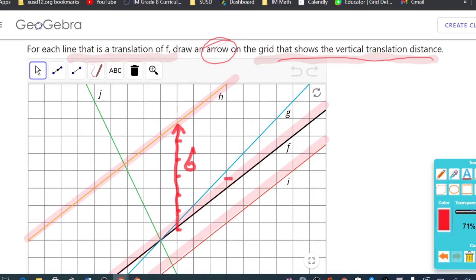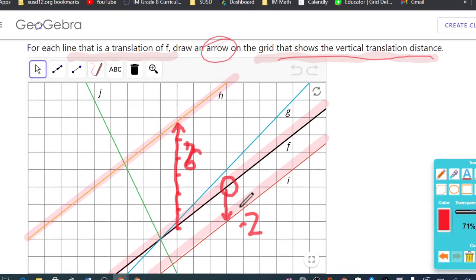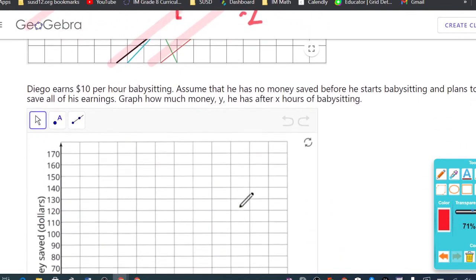Oh, look, I'm going to be a little smarter this time. I'm going to get a point on the line to help me count. 1, 2. It's 2 units down. Should I say negative 2? That's 2 units down, and this is going to be positive 6 because it's up 6 units. Okay, we did it. Okay, keep going.